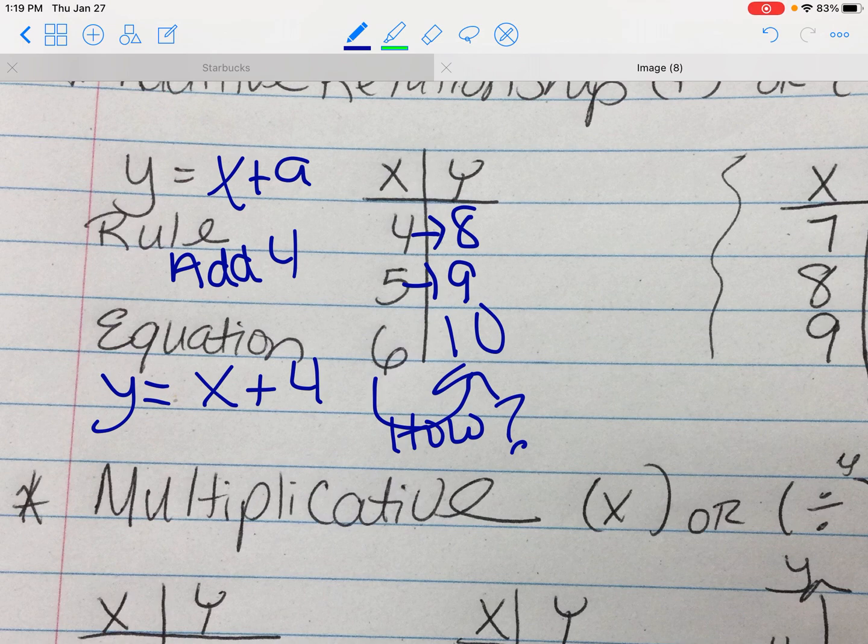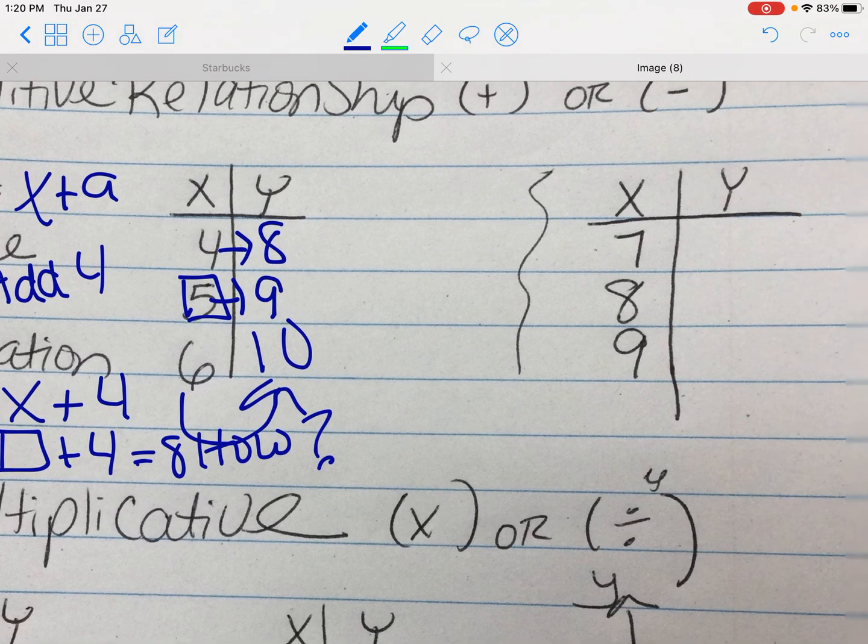And in elementary school, you did these problems. They just look like this. Box plus 4 equals 8. So then we'd have box plus 4 equals 9. And then you'd write 5 in the box.